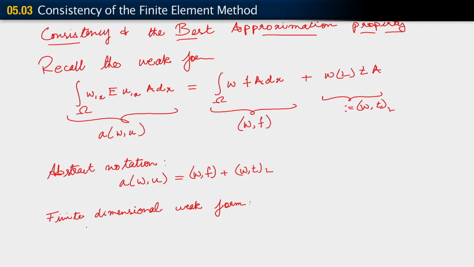The finite dimensional weak form. Let me go to the next slide just so that I have enough room for everything. Integral over omega w h comma x E u h comma x A dx. Again, I've written sigma h as E u h comma x. So integral over omega w h f A dx plus w h at L t A.